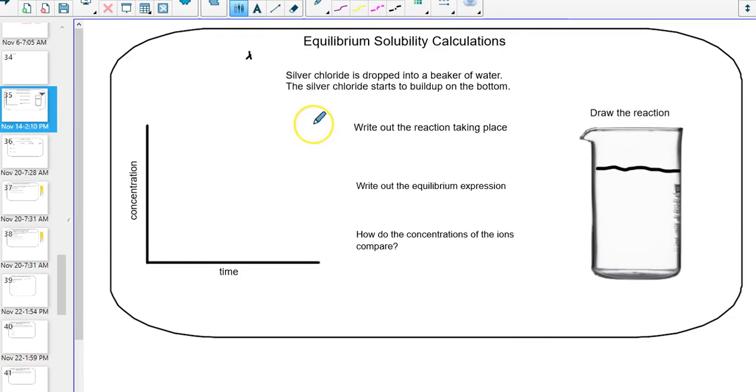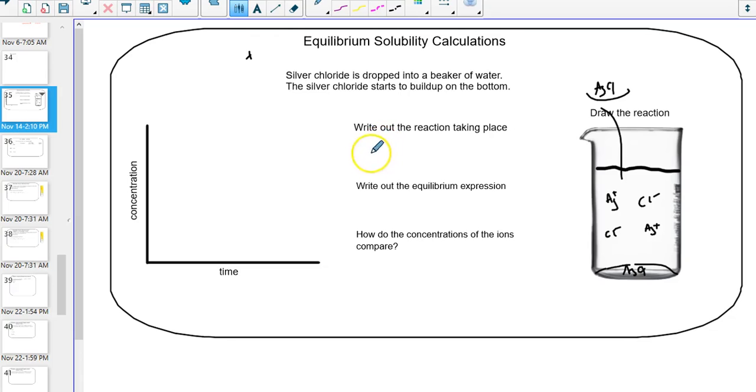So silver chloride is dropped into a beaker of water. The silver chloride starts to build up at the bottom because of the reaction that's taking place. We're dropping solid AgCl in, and it starts to dissolve, forming Ag plus and Cl minus, and eventually it gets saturated and falls to the bottom as AgCl.